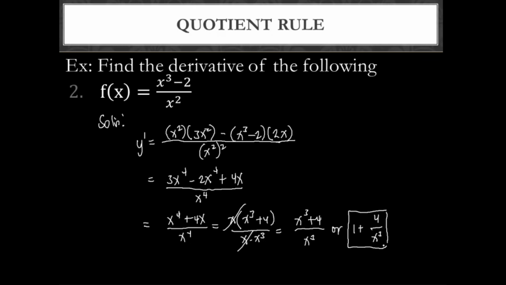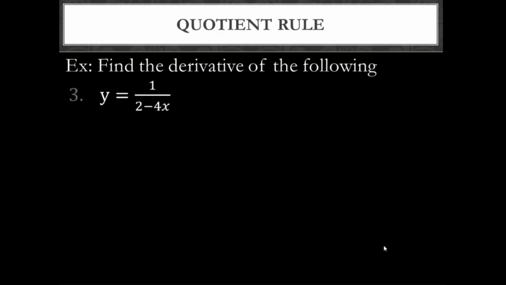Panghuli. Last na. Okay? For the very last time, ang given natin ay 1 over 2 minus 4x. So, y prime is equal to capital denominator times the derivative ng numerator. This is 0. Diba? That's constant. Minus capital numerator times the derivative ng denominator, which is negative 4. All over the square of the denominator.